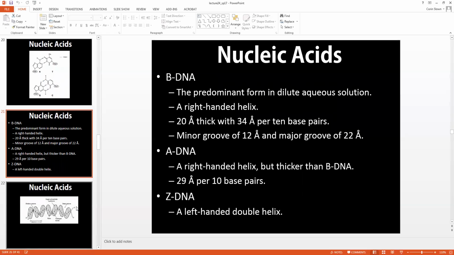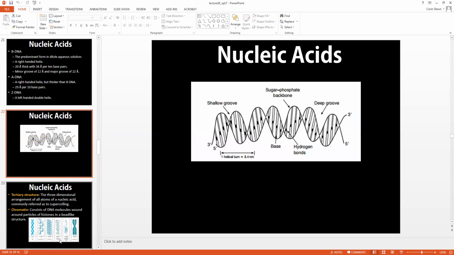Then there's A-DNA. This is a right-handed helix, but it's thicker than B-DNA. It has 29 angstroms per 10 base pairs. And then there's Z-DNA, which is a left-handed double helix.